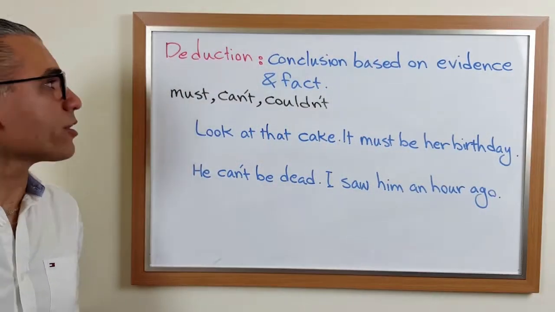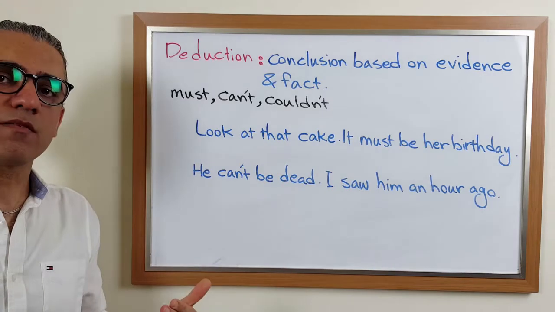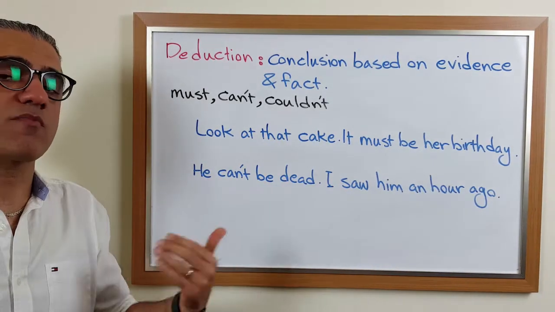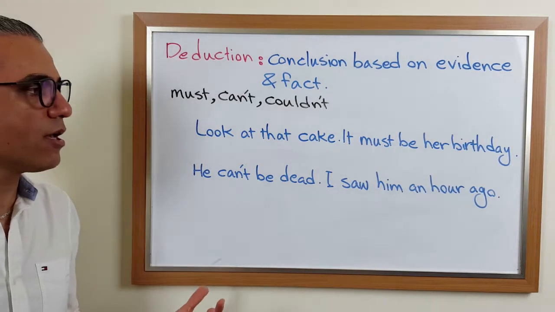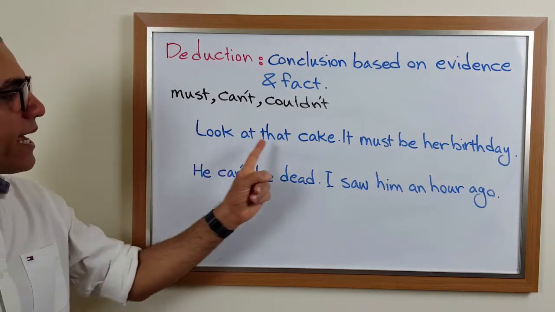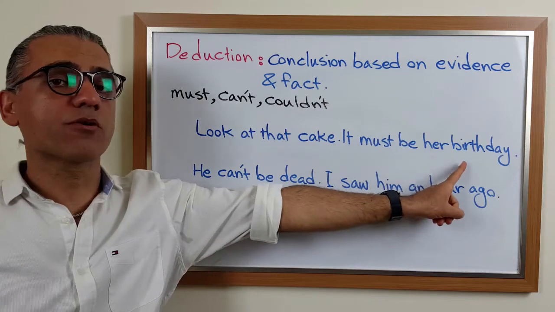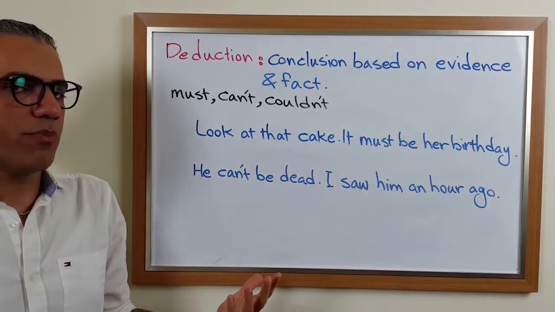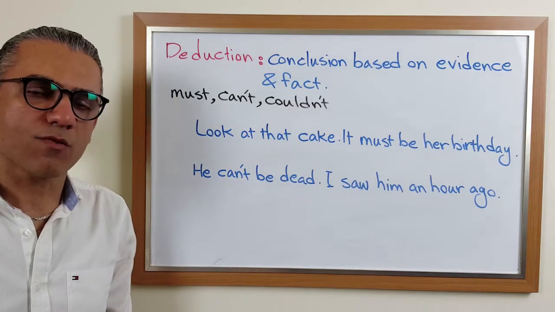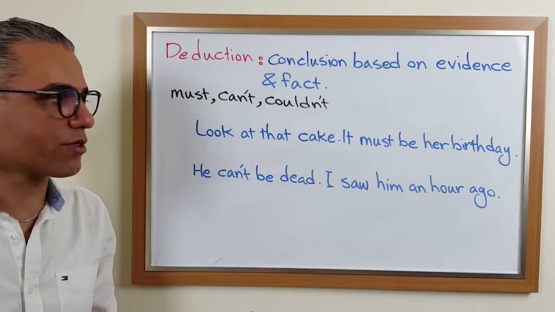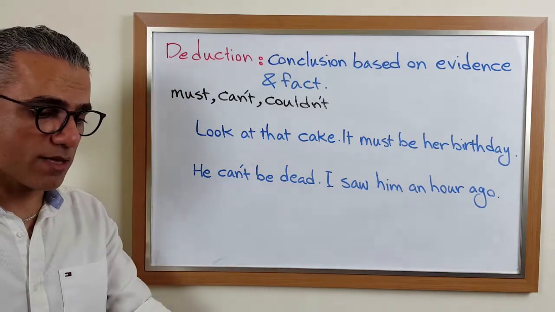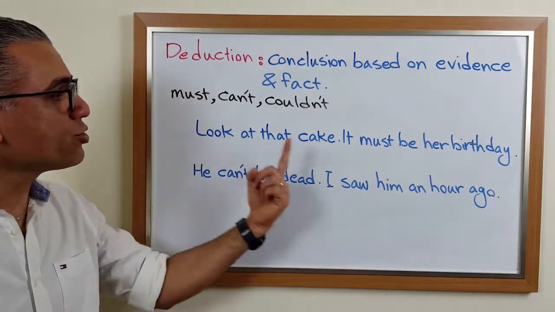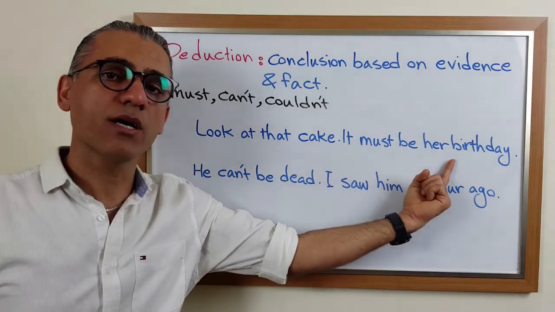So another function is deduction. Deduction means that when you make a conclusion based on evidence and some facts you believe in. For example, look at that cake. It must be her birthday. For a fact, you know that people buy cakes or big cakes when it is their birthday or somebody's birthday, and you can see a cake. So based on the evidence that you can see and based on the fact that you believe in, you deduce that it must be her birthday.